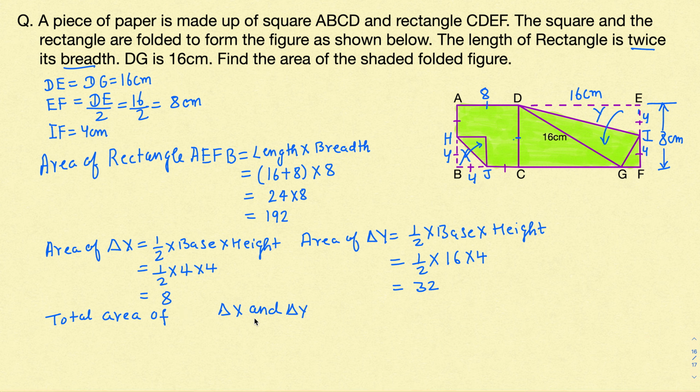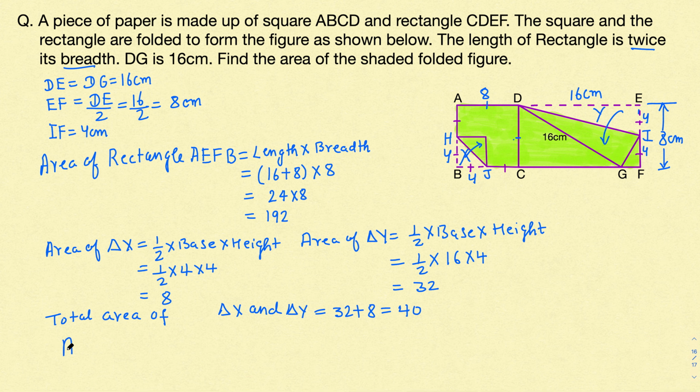So the total area of triangle X and Y is equal to 32 plus 8, which is 40. And we already know the total area of this full figure, AEFB. If from this we subtract away the area of triangle X and the area of triangle Y, we will get the shaded area. So let's calculate the shaded area.